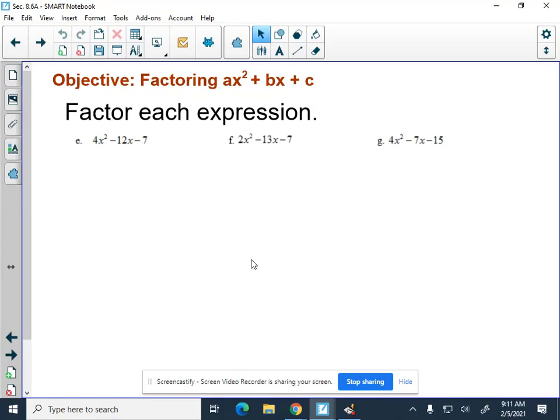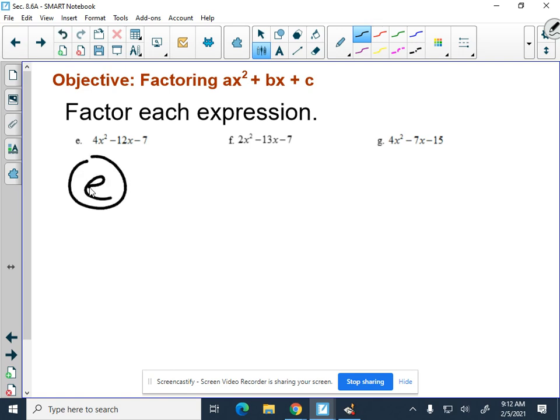Right, the second part of 8.6, we're going to just continue on. We are learning to factor when the front term isn't just x squared. So here in E, I'm going to rewrite it so it's a little bit bigger: 4x squared minus 12x minus 7. We always focus on the last term. That's always important. The 7 will be important.